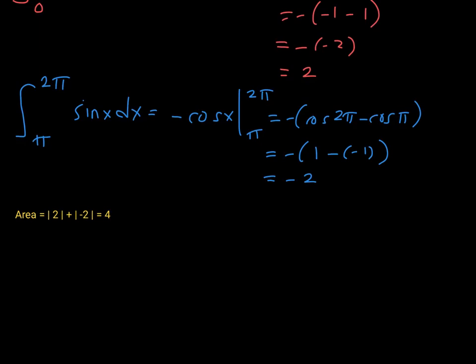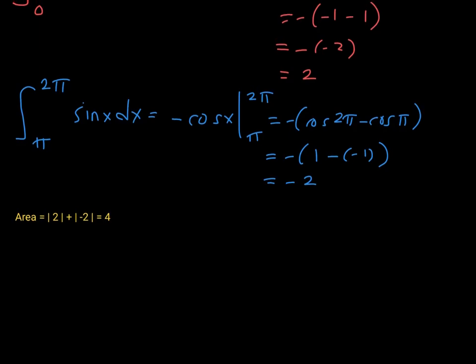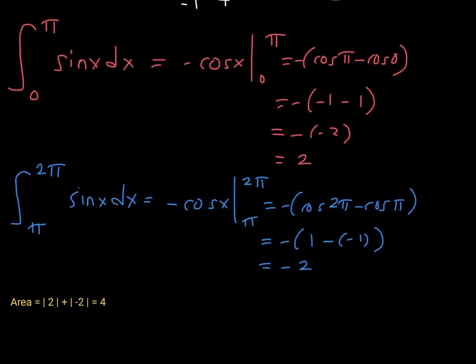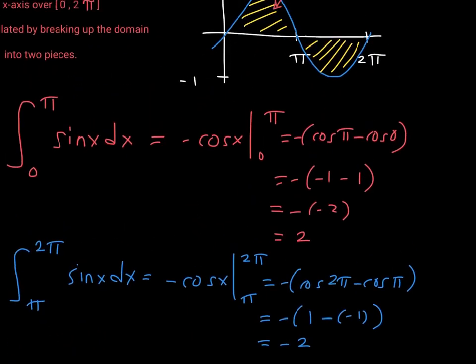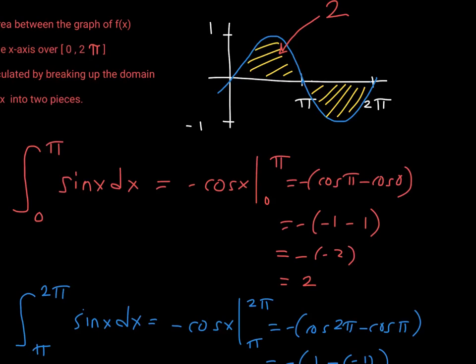So notice I'm going to summarize what we did here. We broke up the domain from 0 to 2 pi into two subintervals. And we went from 0 to pi. We stopped at pi because this is an x-intercept. This is the point at which the graph went from above the x-axis to below the x-axis. This is a 0 of the function.